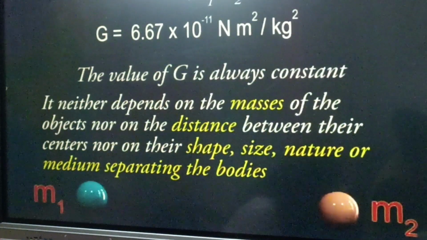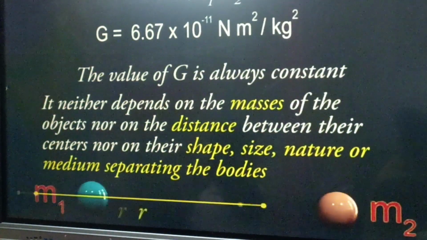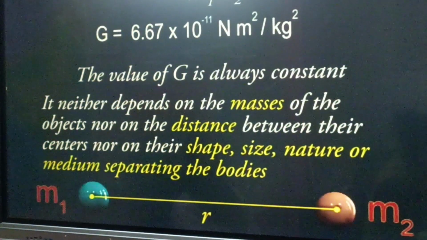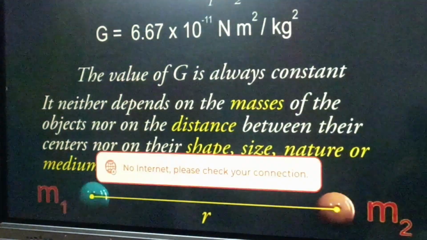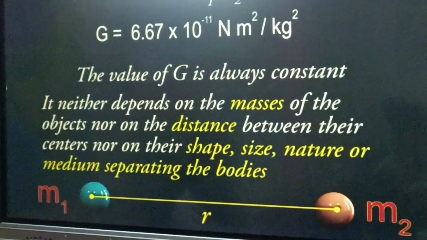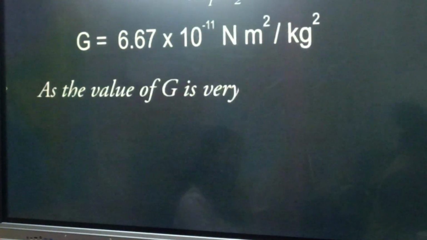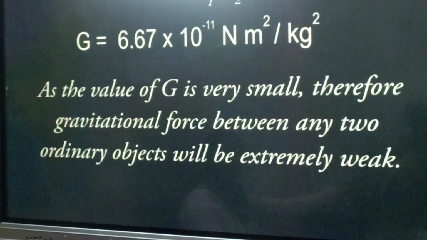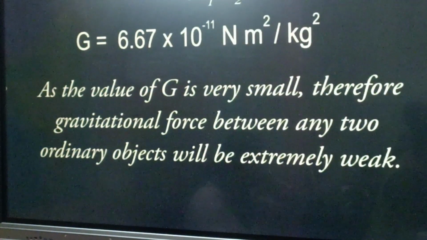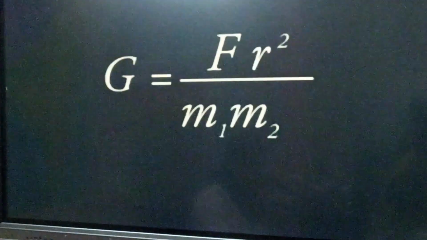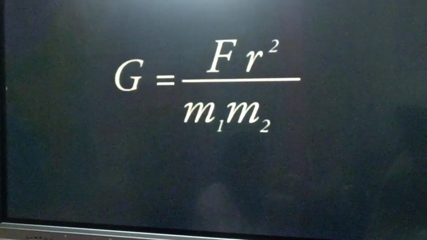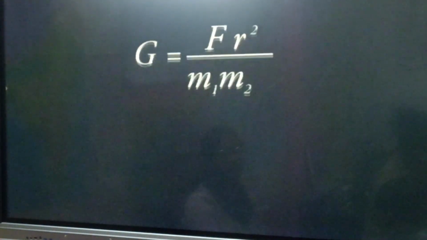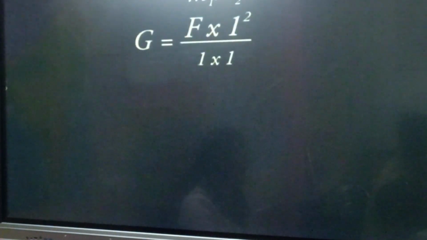It neither depends on the masses of the objects, nor on the distance between their centers, nor on their shape, size, nature, or medium separating the bodies. As the value of G is very small, therefore, gravitational force between any two ordinary objects will be extremely weak. From above, we can say that the universal gravitational constant G is numerically equal to the gravitational force of attraction between two bodies.